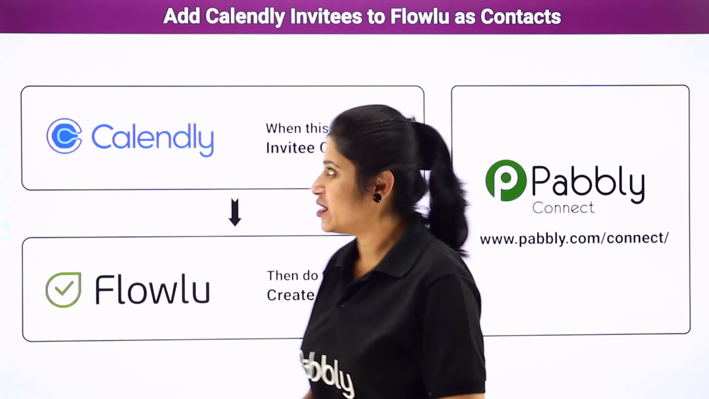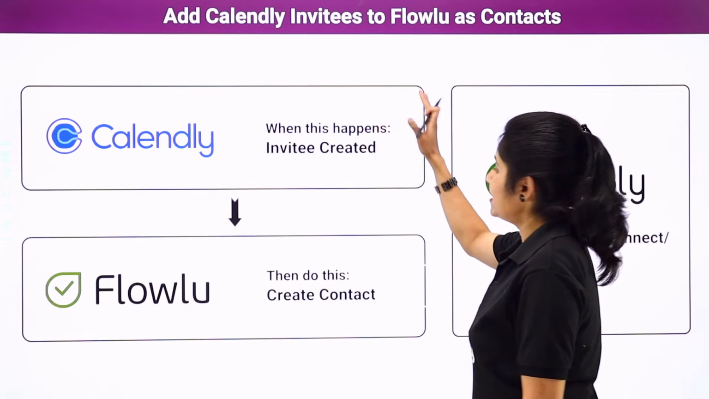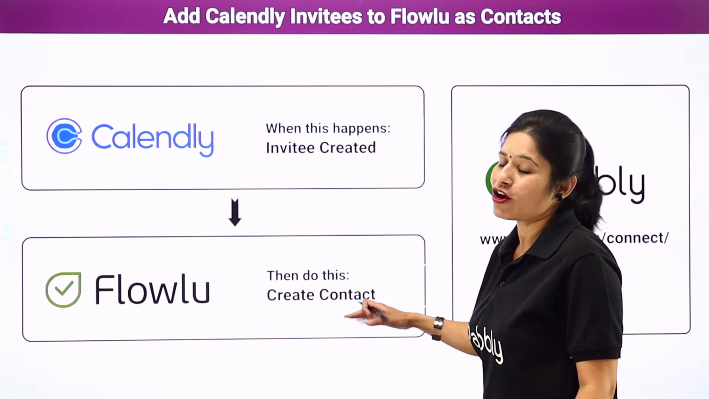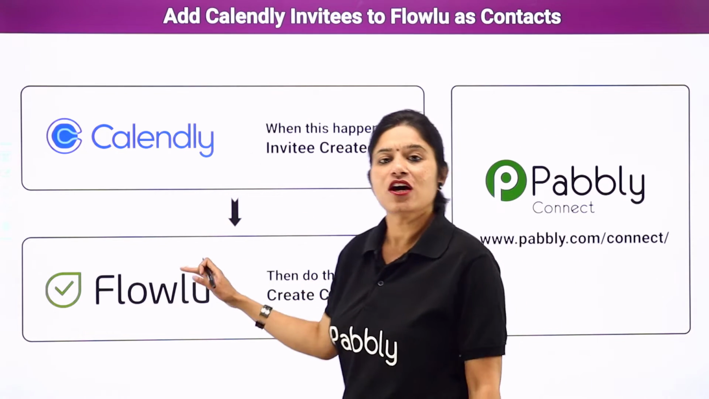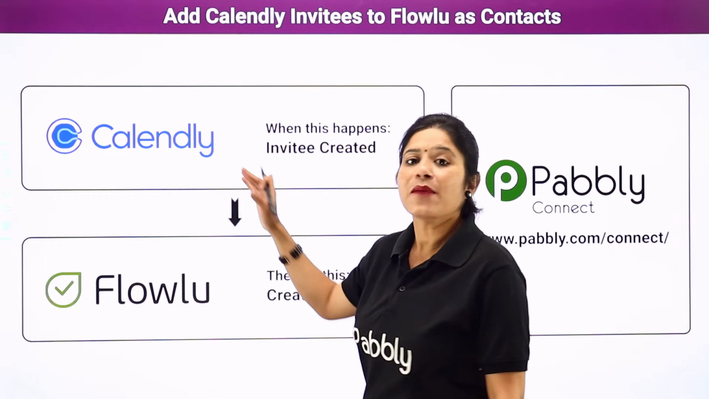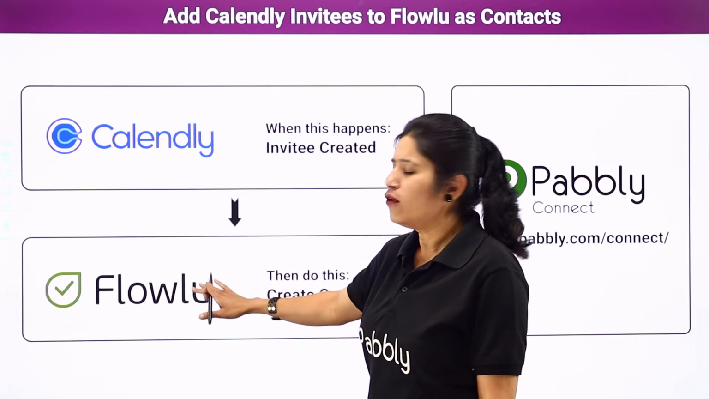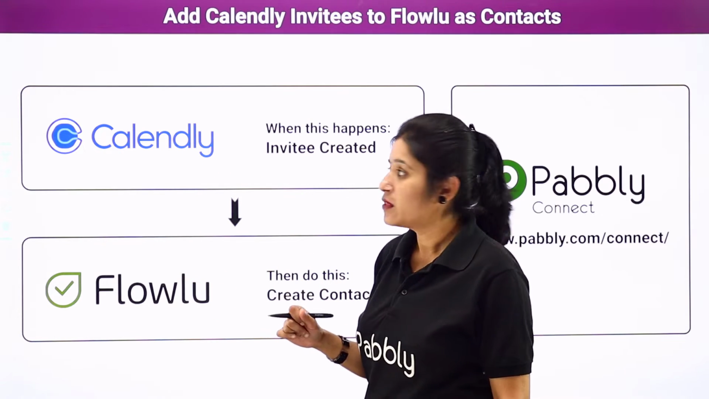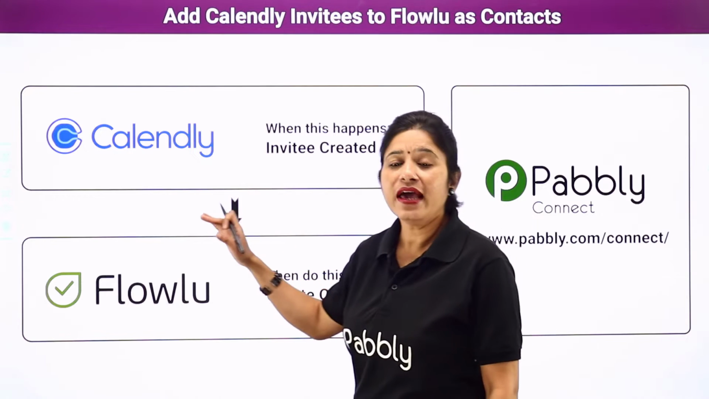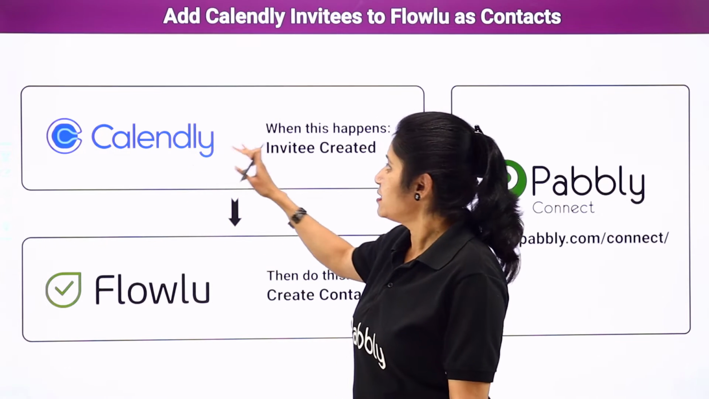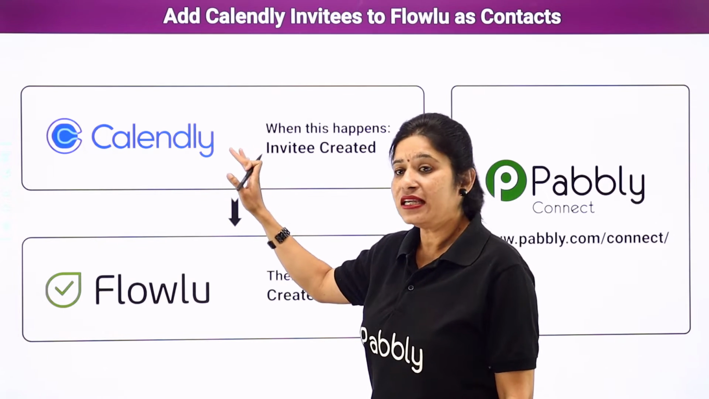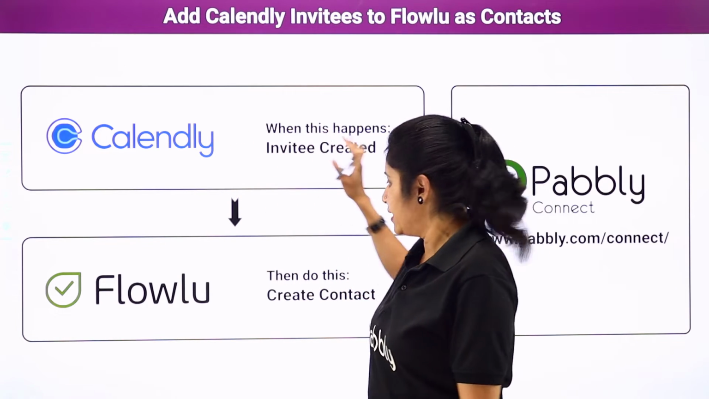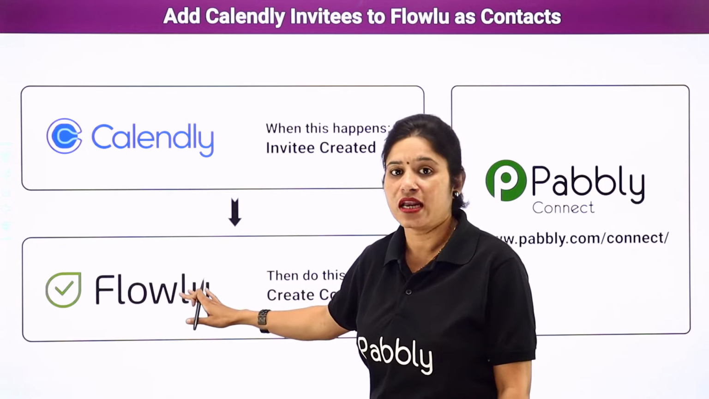In this video, we are going to learn how you can add Calendly invitees to Flowlu CRM as contact automatically. So first, let us understand what these software applications are all about. Calendly is an appointment scheduling software and Flowlu is a CRM software application. So the idea here is that whenever an appointment is scheduled and a new invitee is created in your Calendly account, automatically the same invitee should get created as a contact in your Flowlu CRM account.